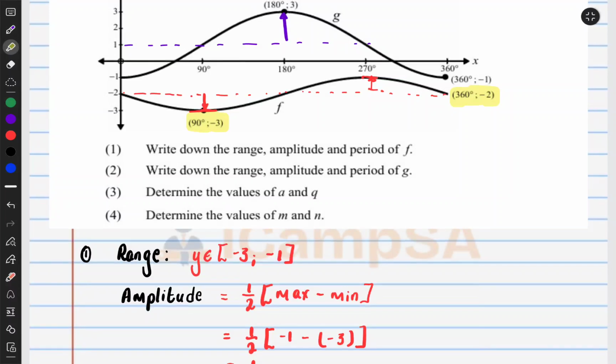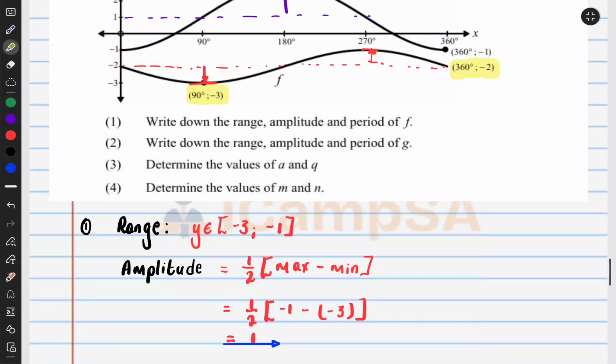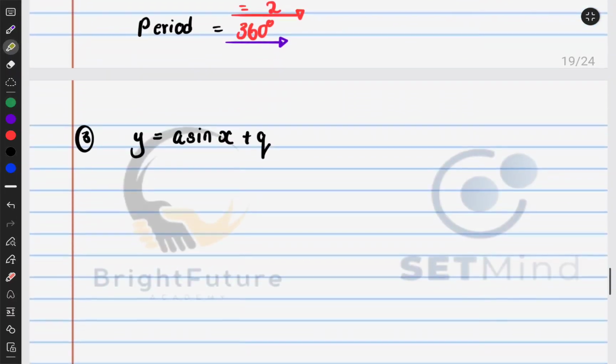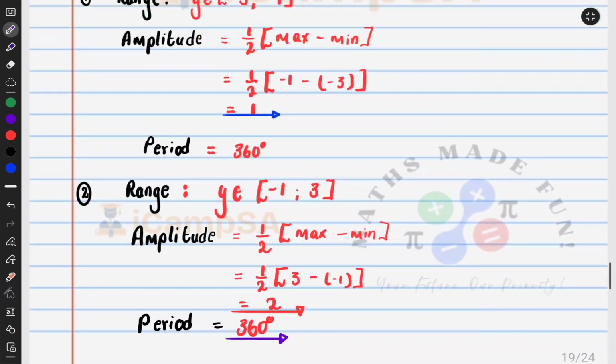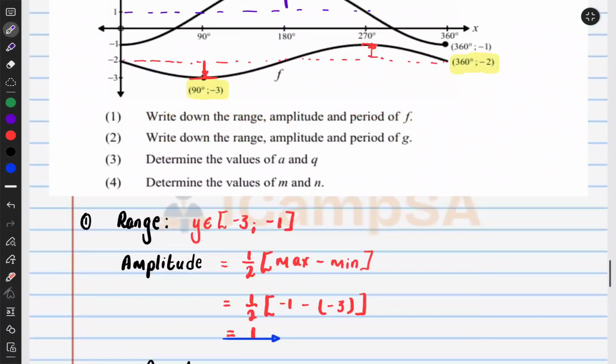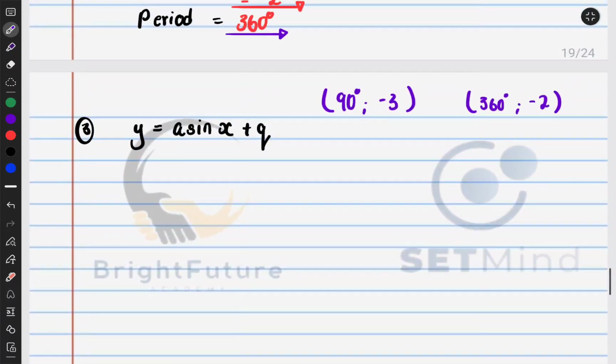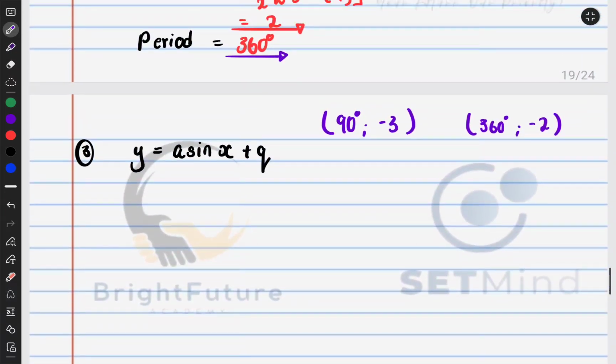We have the coordinates 90 degrees and -3, and the other coordinates, which are 360 degrees and -2. So two coordinates. Sorry, this one is -3, and this is -2. Double check. Yes. Let's substitute. We start with the first coordinates.